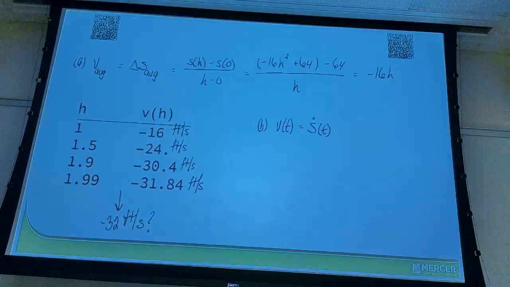Dot notation is shorthand in physics for a derivative with respect to time, because obviously that's what we use in physics a lot. So it's S dot. Look at S. What's the derivative? Negative 32t.